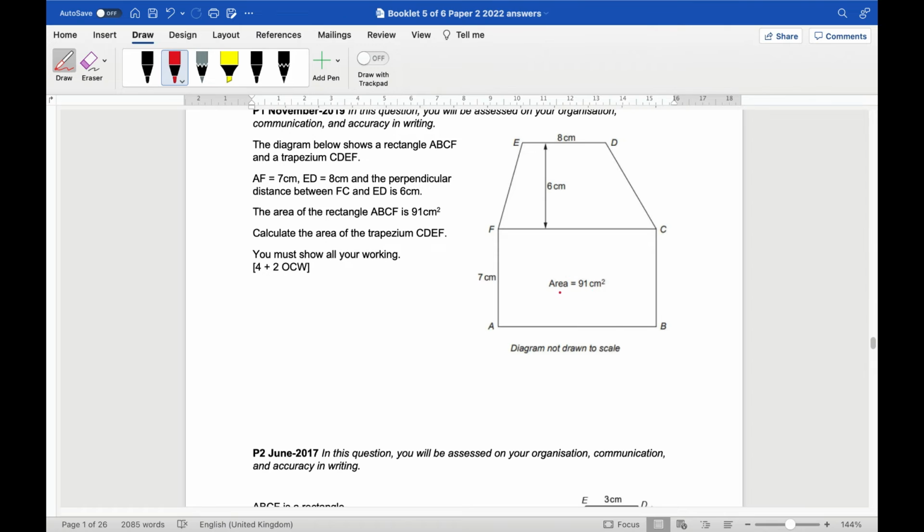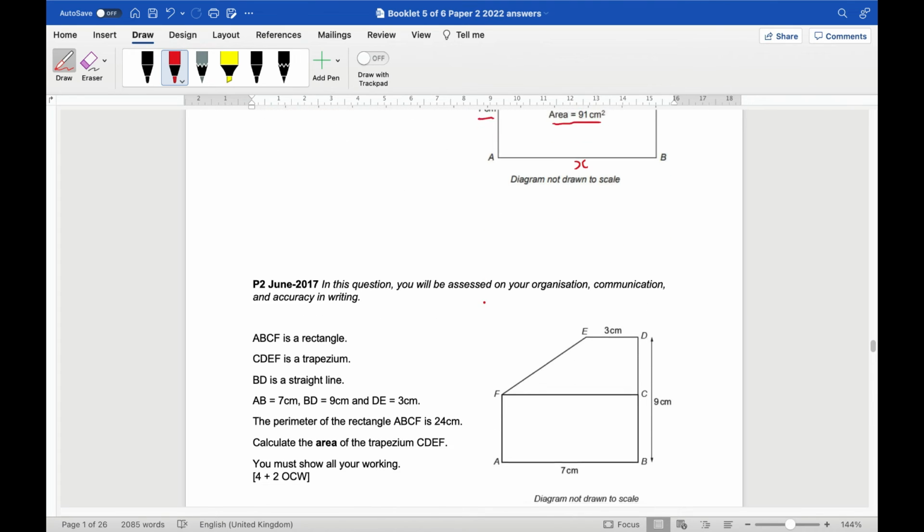Okay? It's another one. Look, we've given the area of the rectangle. We're missing that. If it's OCW, right, the area of the rectangle equals 7 times x, or length, or whatever you want to call it, which equals 91. Therefore, x equals blah, blah, blah. Okay, 13 or whatever it is. Once I know that's 13, the area of my trapezium equals half a plus b times h, which is blah, blah, blah. Work it out. Bullet point, units, just get the full marks for me, yeah?